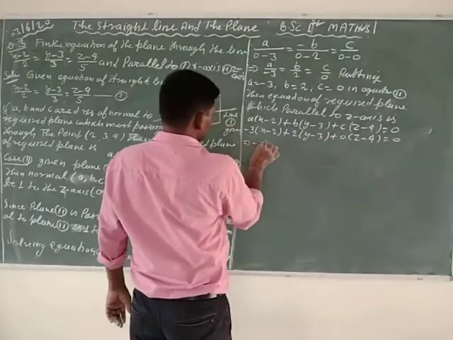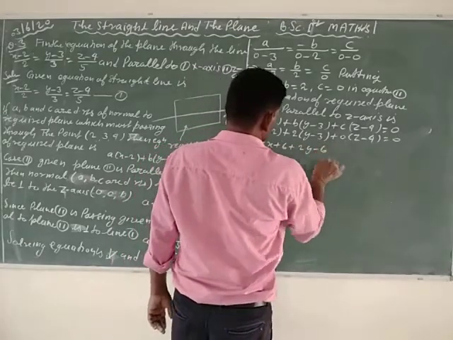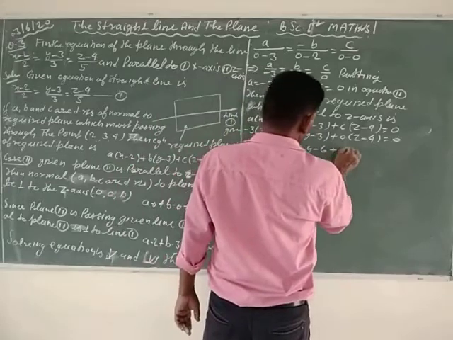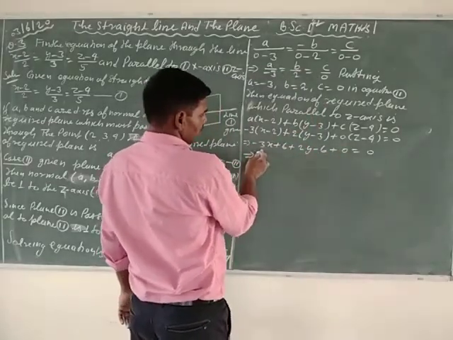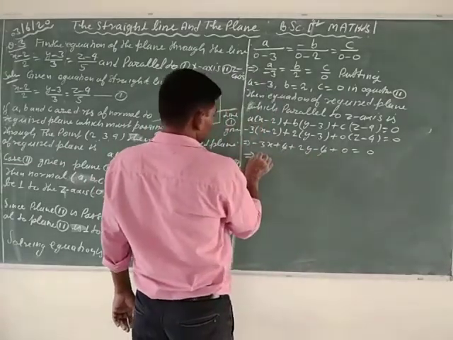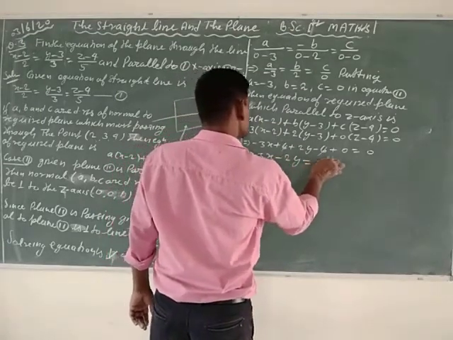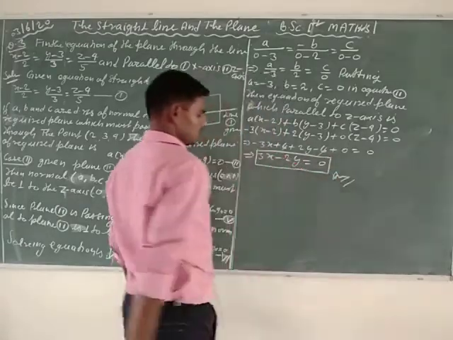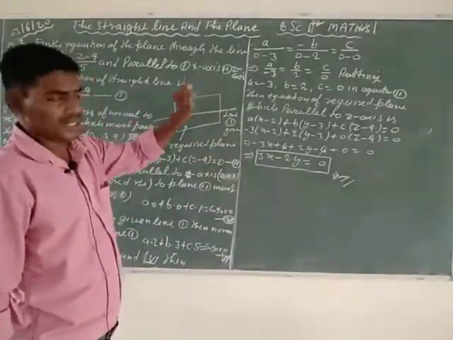So here minus 3x plus 6 plus 2y minus 6 plus 0 is equal to 0. Here take a negative sign from this bracket, and minus 6 plus 6 cancel each other. So 3x minus 2y is equal to 0. This is the answer in the case second, when the required plane is parallel to the z-axis.